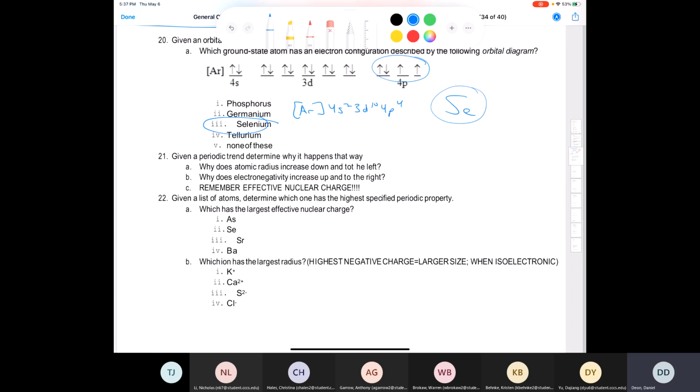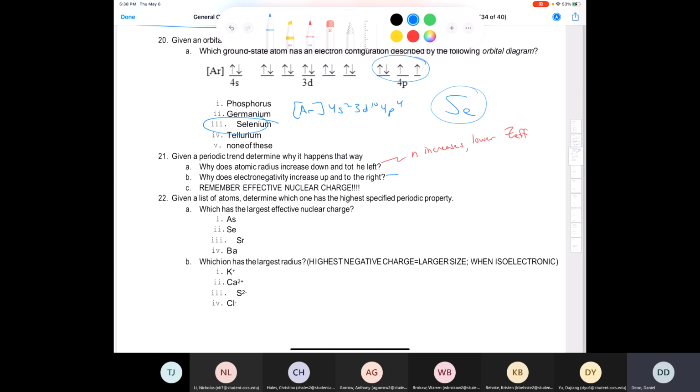Number 21, given a periodic trend, determine why it happens that way. Why does atomic radius increase going down and to the left? Well, it's a twofold reason, isn't it? It's because the principal quantum number increases, so N increases. That's one thing. And it says down and to the left, so it's because effective nuclear charge decreases, or we have a lower effective nuclear charge, Zeff. And I'm not going to ask you about really an explanation of the periodic trends. It's more that you're able to apply them.